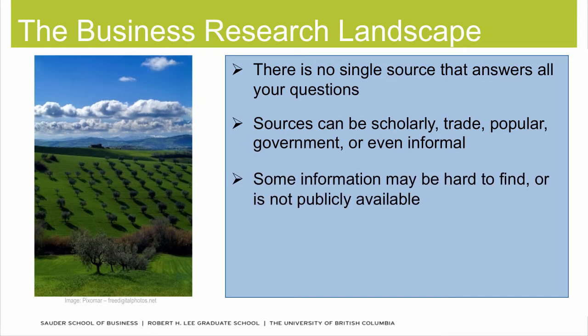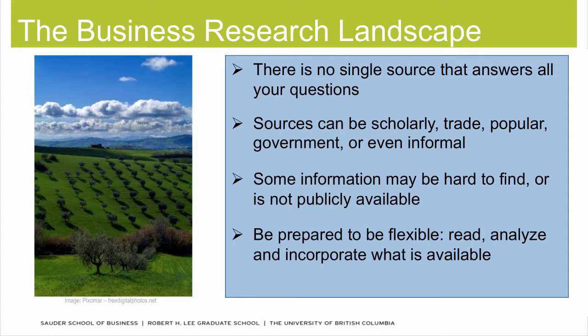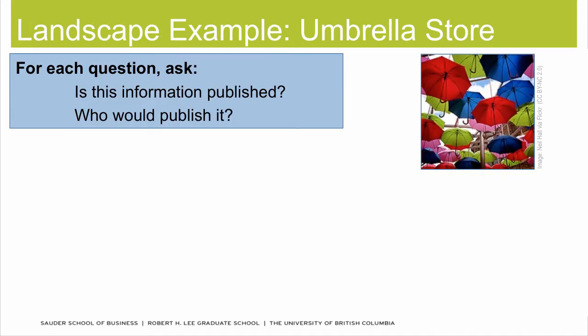Information may not exist or be formally published, so you'll need to be flexible and work with what is available. Let's think about an example. Say you're doing market research for an umbrella retail store that wants to open at UBC. For each of the following questions, think about whether or not the information would be published, and also who might publish it.